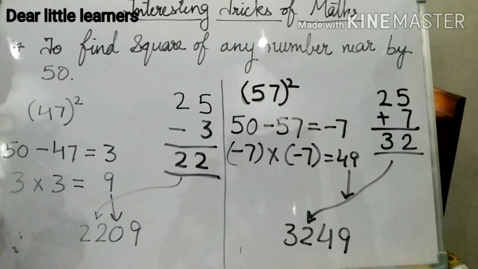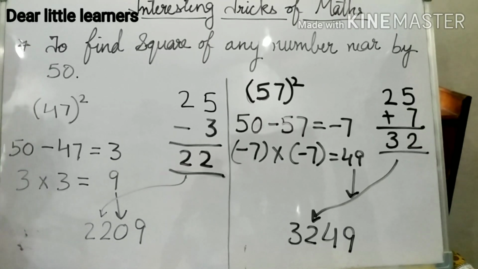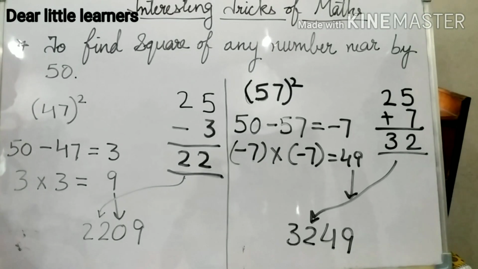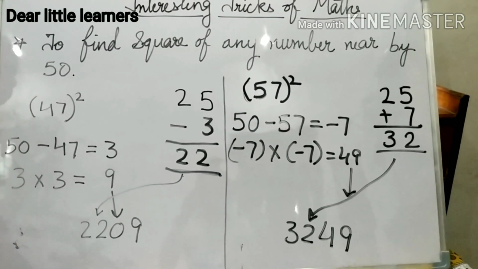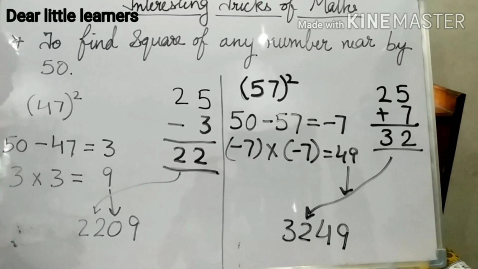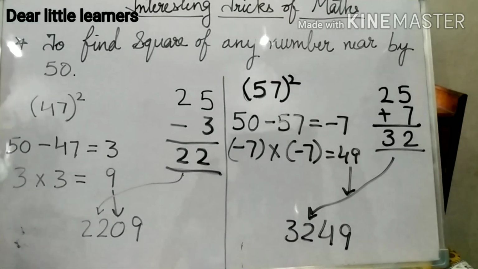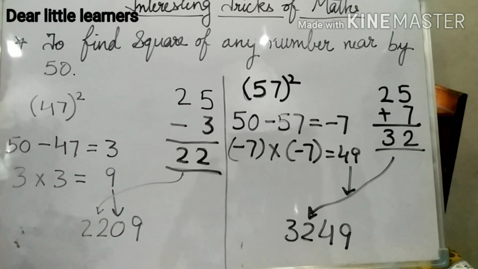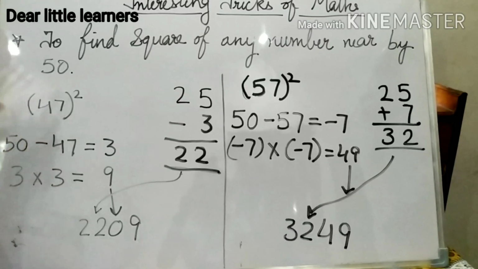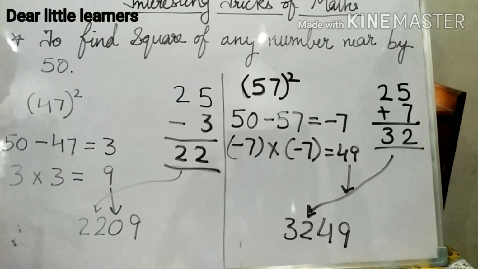Children, there is one important thing: whenever we are finding the square of any number which is nearby 50, at that time we have to remember the number 25. What is the use of 25, I am going to tell you later, but still you have to write it somewhere, or you can remember it in your mind also. This is very important for finding the square of a number nearby 50. Okay, so first of all we will see that 47 is how much less than 50? So it is 3 less than 50. Yes.